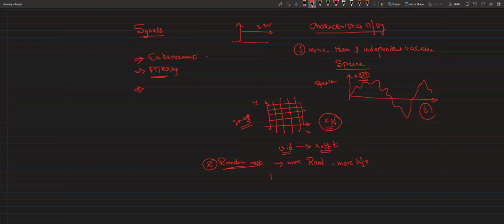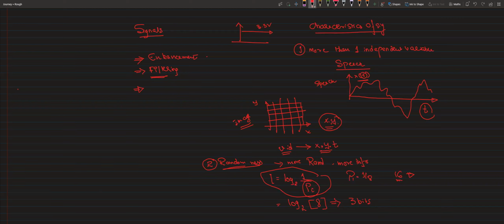And this measure of information is given by I equals log to the base 2 of 1 by PI, where PI is the probability of the information. For example, if PI is 1 by 8, then this is log to the base 2 of 8. 8 is nothing but 2 to the power 3, so the information is 3 bits. Same way, if it is 1 by 16, it is going to convey 4 bits. This way we find the amount of information for any randomness.